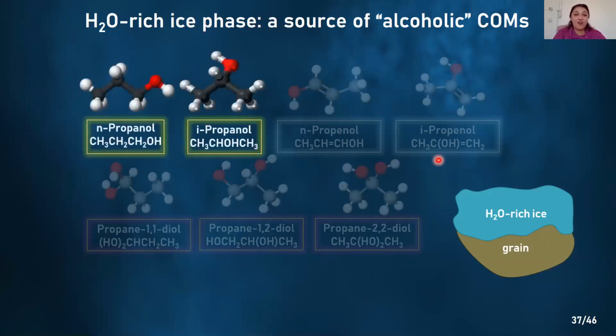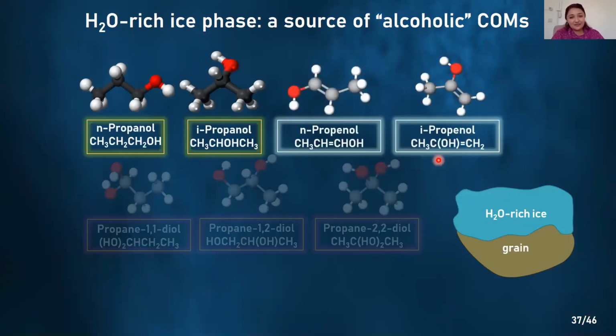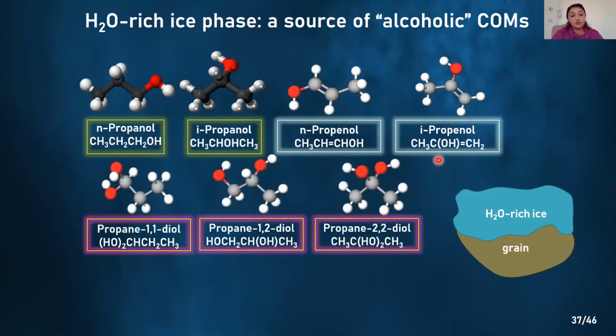n- and i-propanol are tentatively detected in the experiments, but with the combination of the experimental data and computationally derived activation barriers, we find that propanol is formed in our experiments. And then finally, we have strictly tentative detections of three isomers of propanediol. And just a warning, there are a lot of tongue twisters coming up.